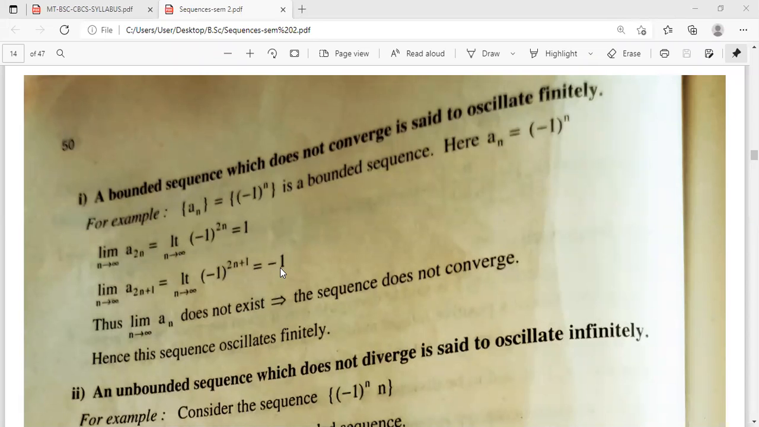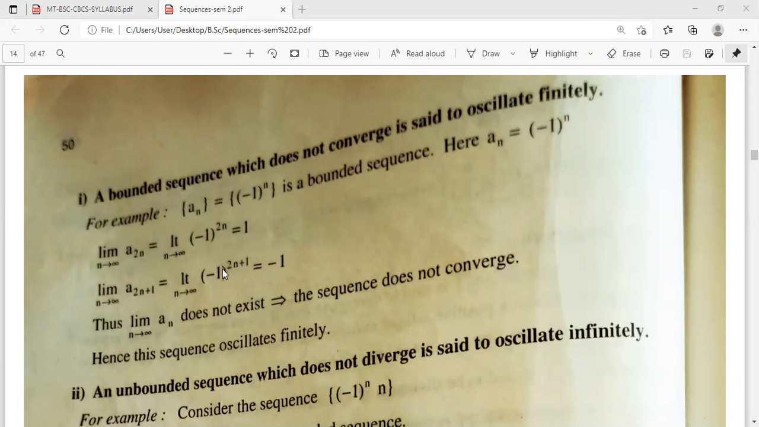Because you see, in the case of a_{2n+1}, the limit of a_n as n tends to infinity will be equal to minus 1, because 2n plus 1 is an odd number. Wherever the small letter n is, it belongs to the natural numbers, capital N. You can replace n by 1, 2, 3, and so on. Whatever the value, you are going to get minus 1, because the power is an odd number.